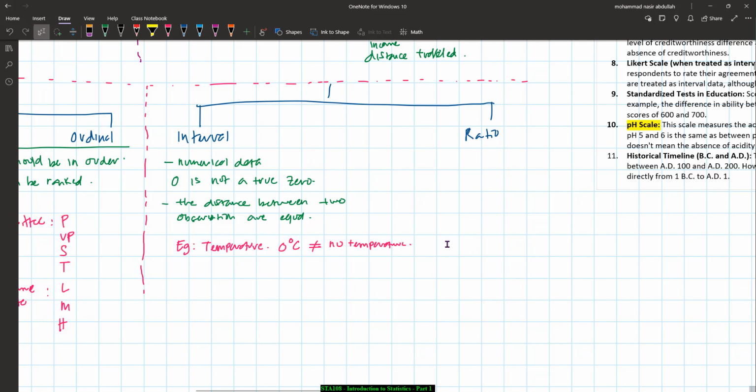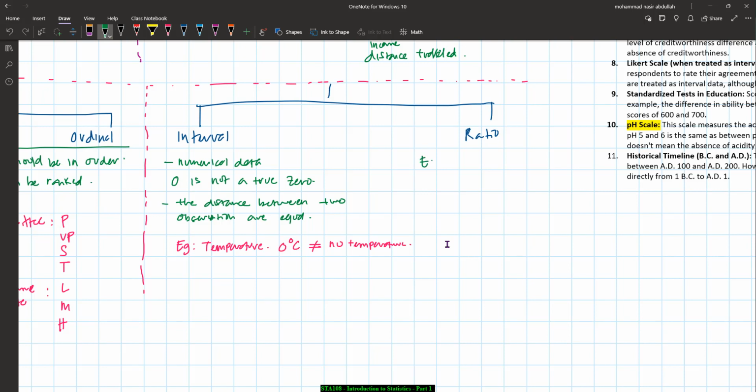So ratio means the opposite of interval, right? Because these two both lie under quantitative variable. So it's a numerical variable, and zero is a true zero. So what does it mean zero is a true zero?